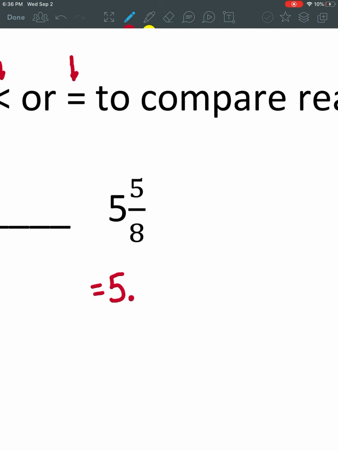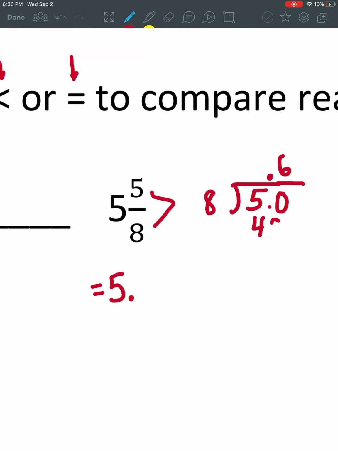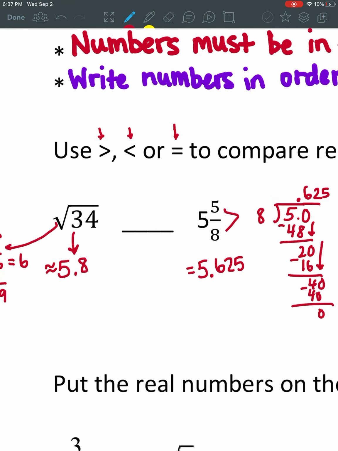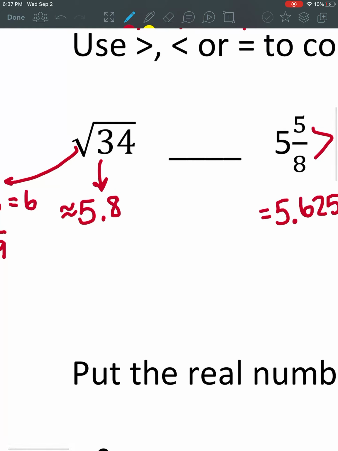Now, 5 and 5/8. Now we know this is 5 point something. And then the fraction part, we're going to do 5 divided by 8. So 8 goes into 50 6 times. We get 48. Subtract. Bring down your 0. 8 into 20 is twice. That's 16. Subtract them. We get 4. Bring down the 0. 8 into 40 is 5 times, and there it comes out perfectly. So 5.625.